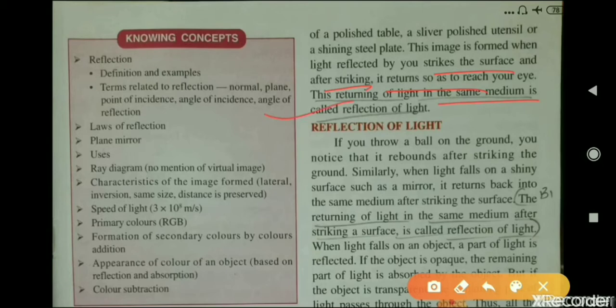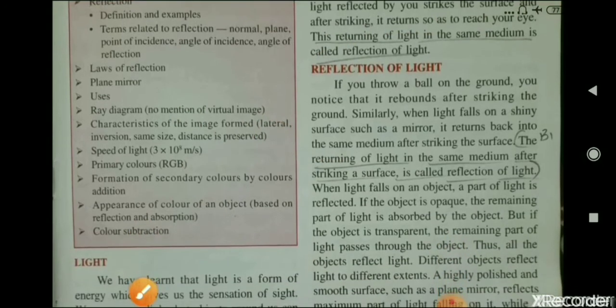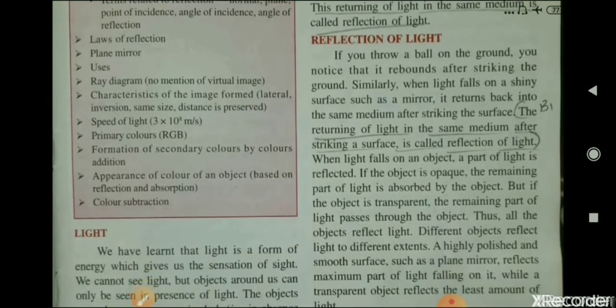So what is reflection of light? When light, after striking any object, in the same medium returns back and reaches our eye, that returning of light is known as reflection of light. As you have seen, when you throw a ball on the ground, it rebounds after striking the ground. The same way, light also reflects back.